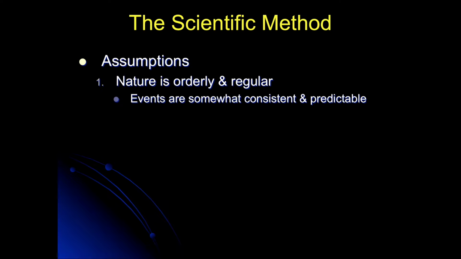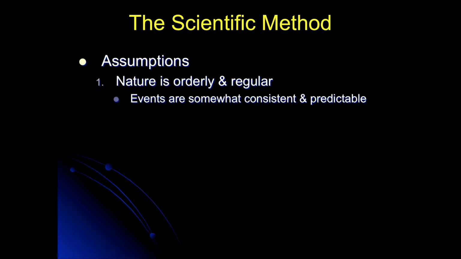Now the last slide here talks about the assumptions of the scientific method. Nothing is perfect. The scientific method is good, but there are still some flaws with it. It assumes that nature is going to be orderly and regular. In other words, events that you find when analyzing and collecting data are going to be somewhat consistent and predictable, so that you can replicate the study results.